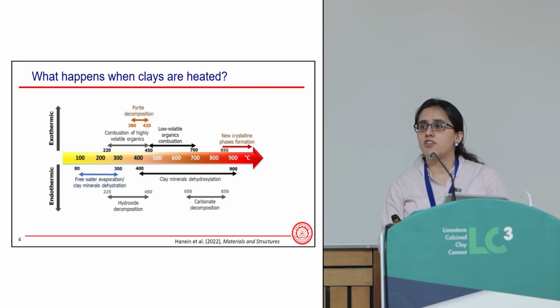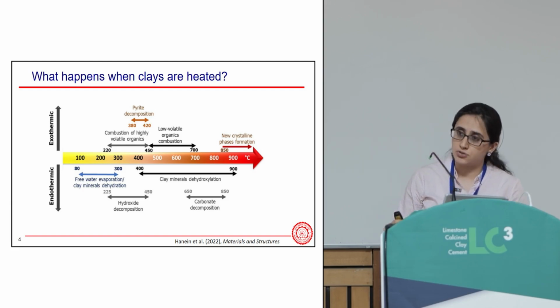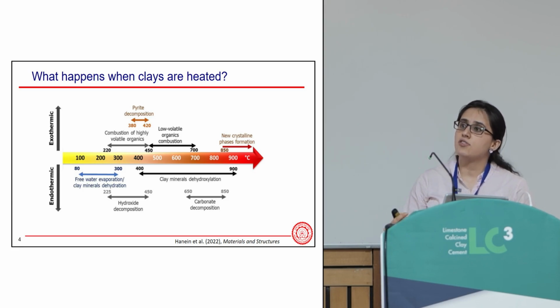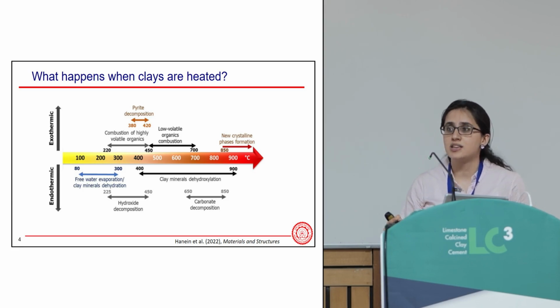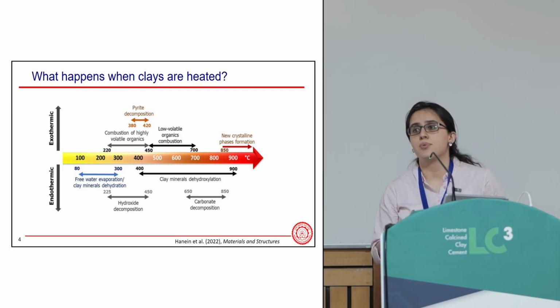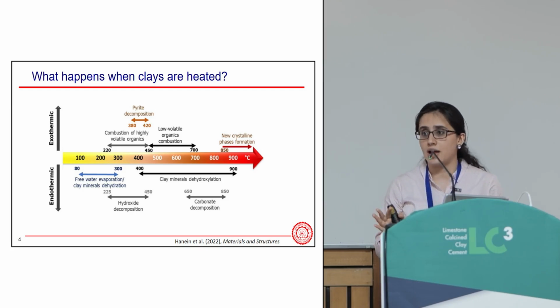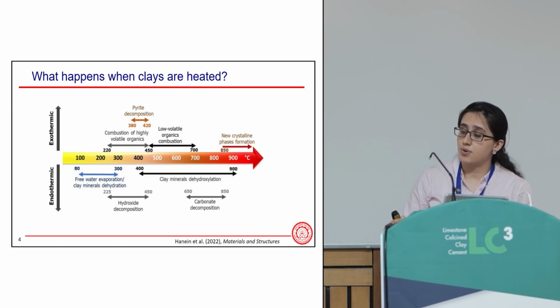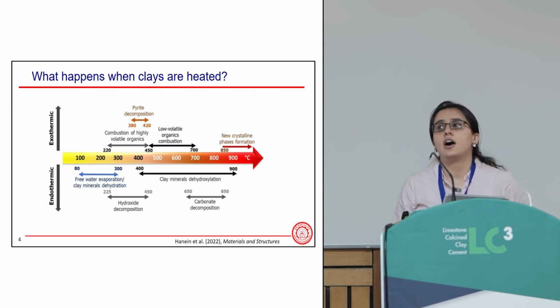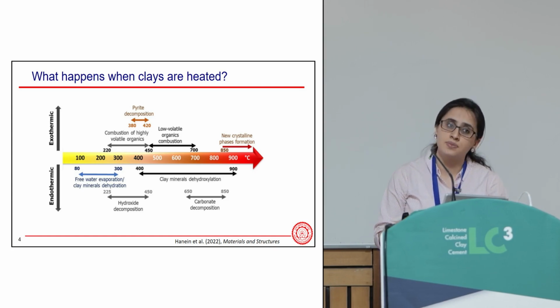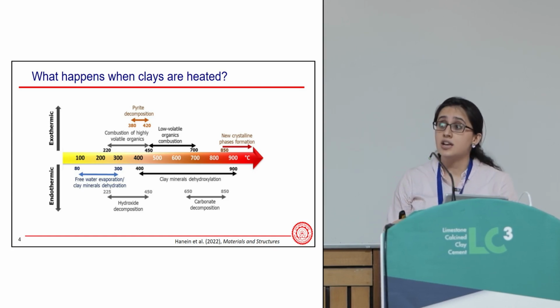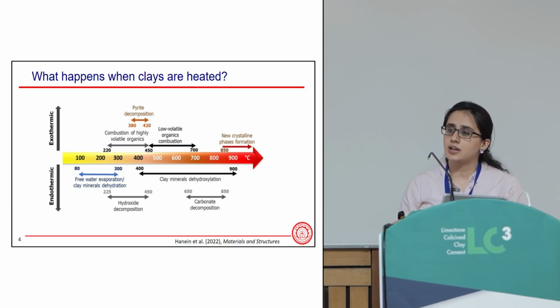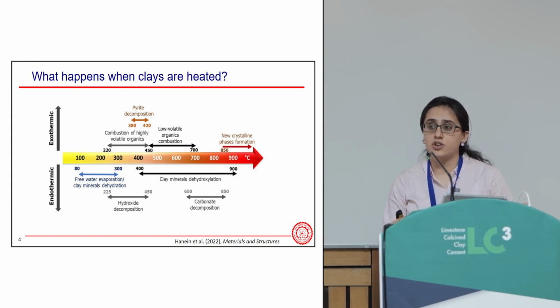One of the factors that we have found that affects the dehydroxylation temperature range, the first one, is the type of the clay. In general, we have found that 1 to 1 type of clays dehydroxylate at a lower temperature in comparison to 2 to 1 type of clays. Another factor which we found influences the dehydroxylation temperature is the degree of crystallinity. The clays which are highly ordered dehydroxylate at slightly higher temperature as compared to the clays which have a higher degree of disorder.